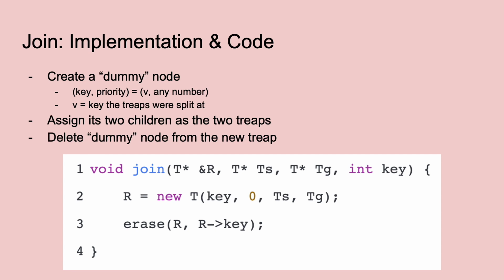To unite two Treaps, we must create a dummy node with a key value of v and any priority value, v being the key at which you want to unite the two Treaps. We assign the two Treaps that we want to join as two children, and then we can delete this dummy node from the newly created super Treap.